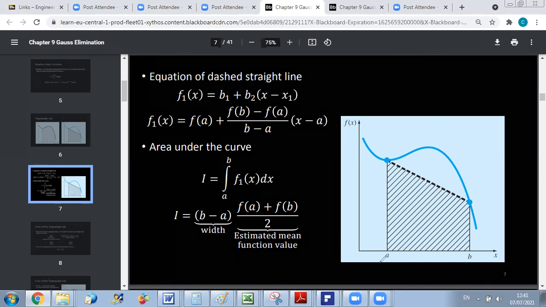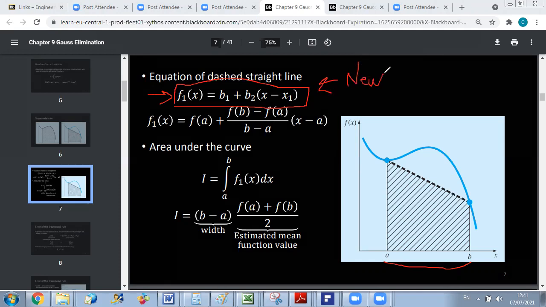So if we are just considering one segment AB, then we can write f1 of x, we can interpolate it as a linear function. What is the technique we used by writing f1 of x as b1 plus b2 times (x minus x1)? Newton. Very good. This is Newton interpolation. So we use here Newton interpolation to interpolate our function, and it's a linear interpolation. So f1 of x can be written as f of a plus (f of b minus f of a) over (b minus a) times (x minus a).